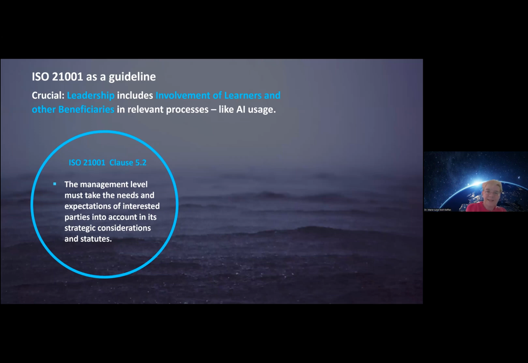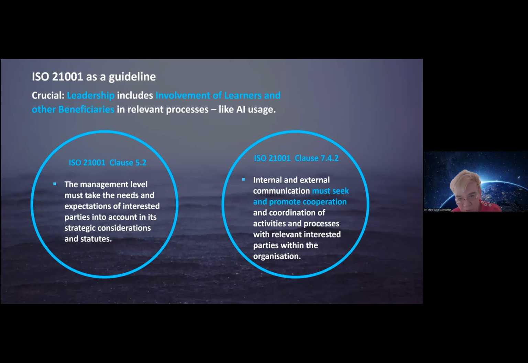Crucial in 21001, if you take it as a guideline, is, as we heard this morning, leadership. Leadership includes also involvement of learners and other beneficiaries in the relevant processes, and AI is one. So if you look, for example, at clause 5.2, the management level, so the leaders, must take the needs and expectations of interested parties into account in its strategic considerations and statute. Fine. And 7.4 also points out that the internal and external communication must seek and promote cooperation and coordination of activities with relevant interested parties. So we need that dialogue. We need that dialogue with everybody, and we need collaboration and cooperation.